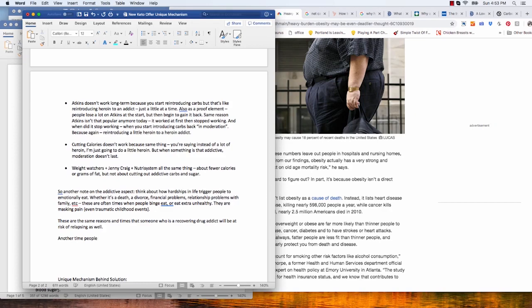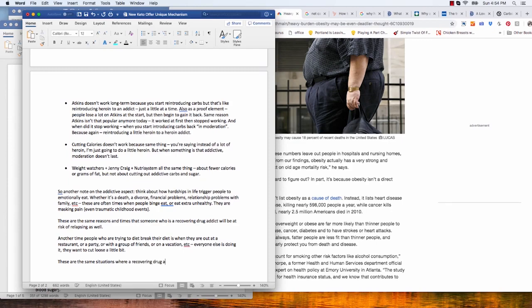Another time people trying to keep their diet break it is when they are out at a restaurant or a party or with a group of friends or on a vacation, etc. Everyone else is doing it. They want to cut loose a little, right? These are the same situations where a recovering drug addict might relapse too, at a party where everyone is doing cocaine, so they decide it's okay to do cocaine too.